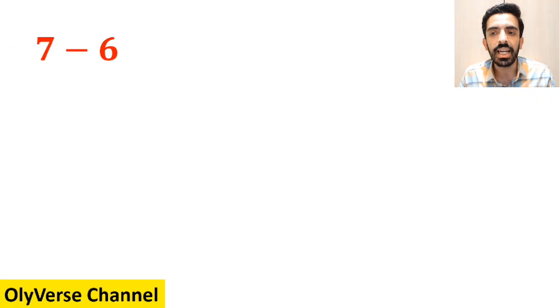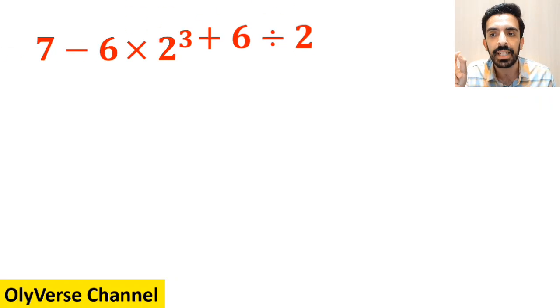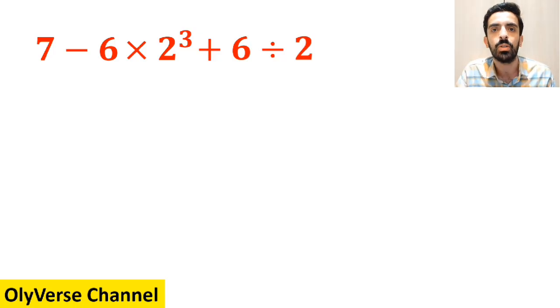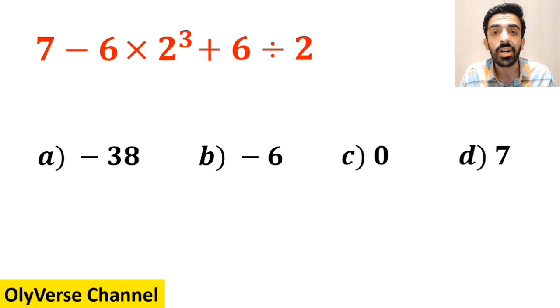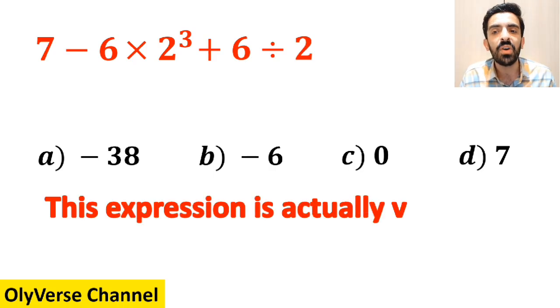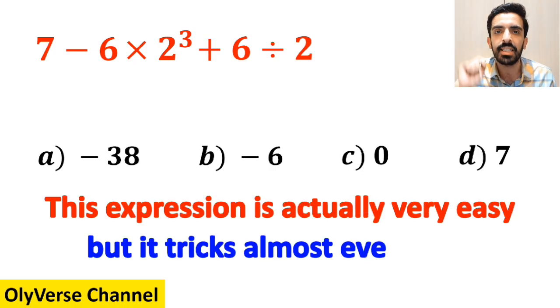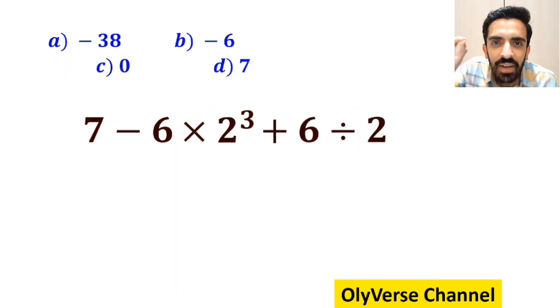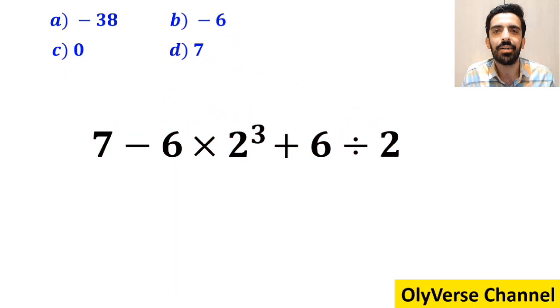What is the value of the expression 7 minus 6 times 2 to the power of 3 plus 6 divided by 2? Which option do you think is the correct answer to this question? This expression is actually very easy, but it tricks almost everyone. Let's dive in and break it down step by step together.